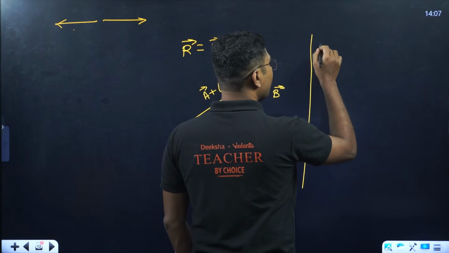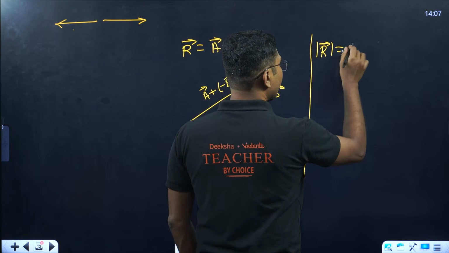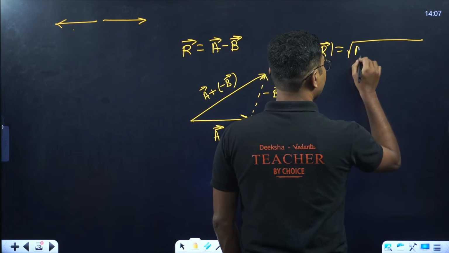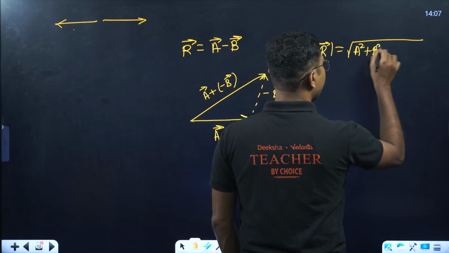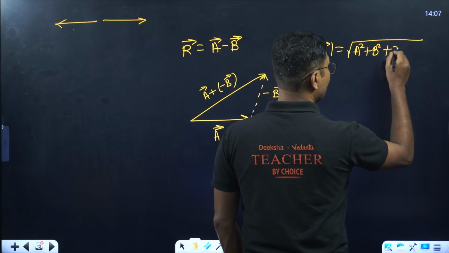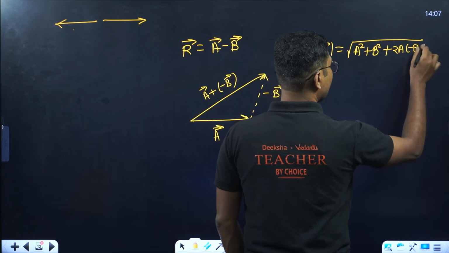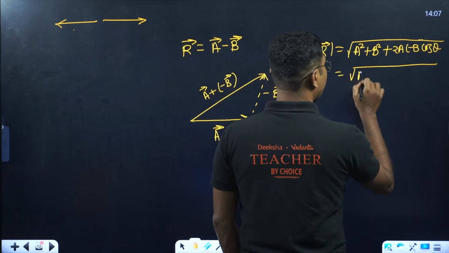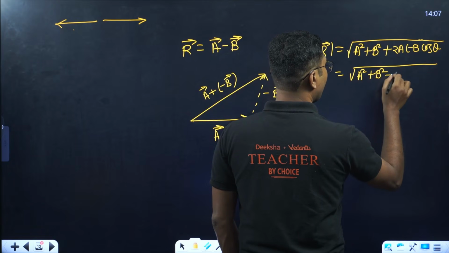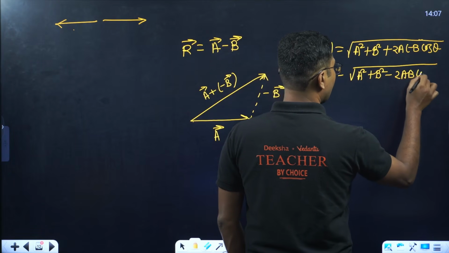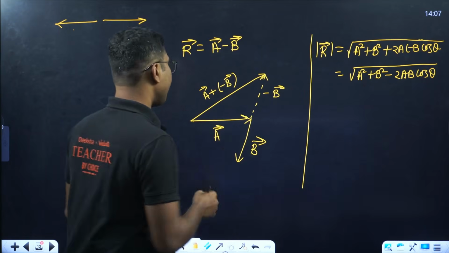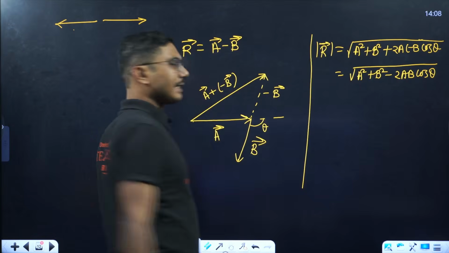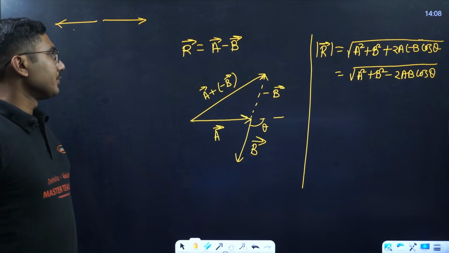Okay, the resultant will become, what is the magnitude? It will be A square plus B square plus 2AB cos theta, or A square plus B square minus 2AB cos theta. Okay, here the angle is when you extend the vector. This is the angle theta. This angle theta we are considering. Okay, so this is a very important point.